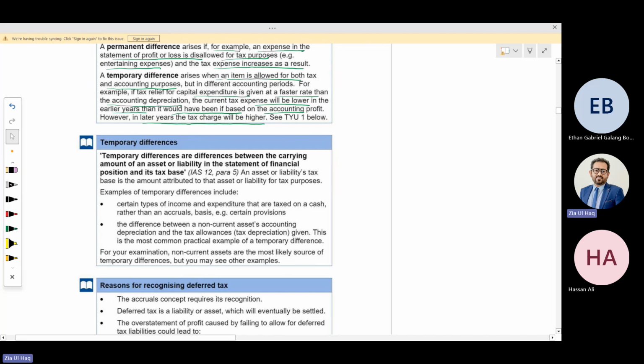Temporary differences are differences between the carrying amount of an asset or liability in the statement of financial position and its tax base. Carrying amount, tax base. These two terms. Due to this, there will be taxable temporary difference.